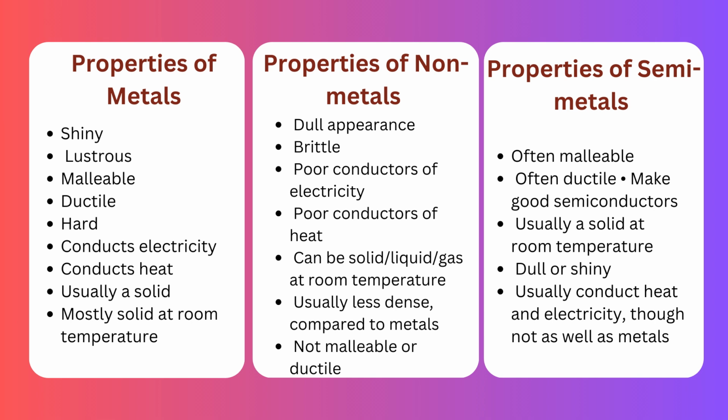Not malleable or ductile. Properties of semi-metals: often malleable, often ductile. Make good semiconductors. Usually a solid at room temperature. Dull or shiny. Usually conduct heat and electricity, though not as well as metals.